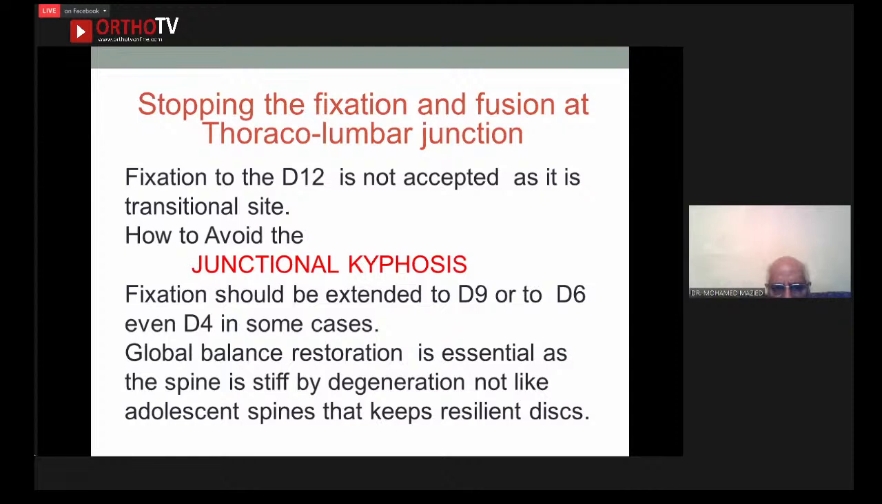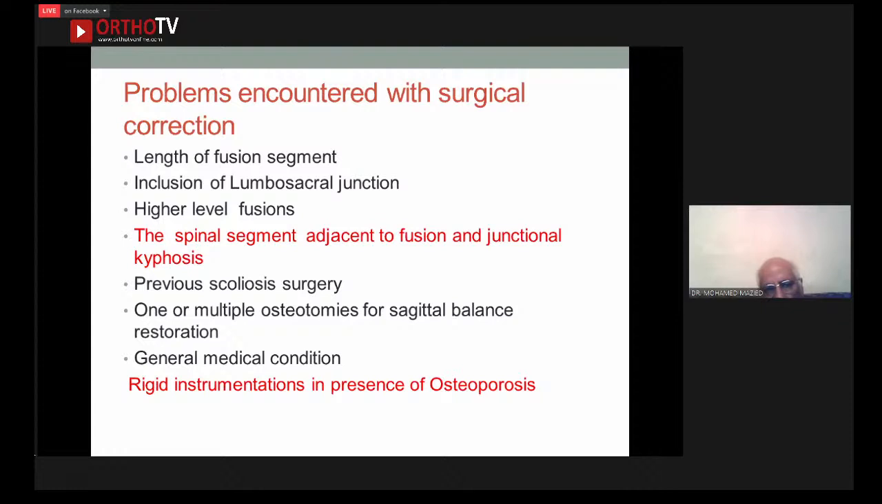Global balance restoration is essential as the spine is stiff, not mobile, by degeneration, not like the adolescent spine that keeps the resilience of the disc and can compensate after the fusion. The problem encountered with surgical correction, to do this big surgery at this elder age group, is the length of the fusion segment and the length of time of the surgery itself.